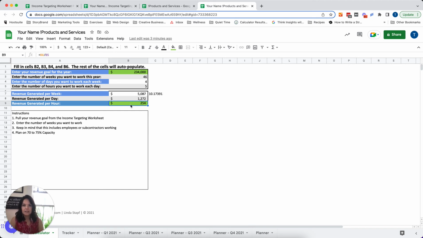75% capacity. So $254 is your bottom line. That means if you want to calculate a day rate, thinking of the time that you're going to take away from your work to be able to spend on other billable hours, that can help you come up with a bottom line.